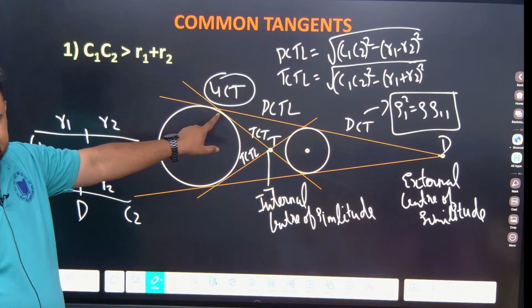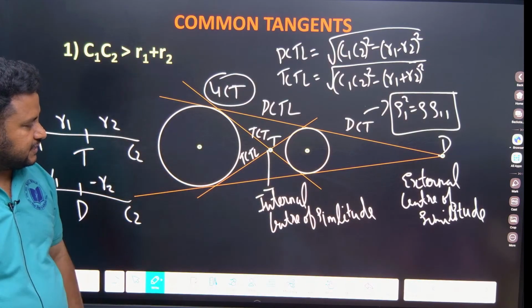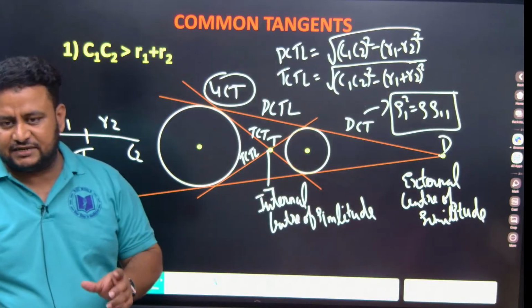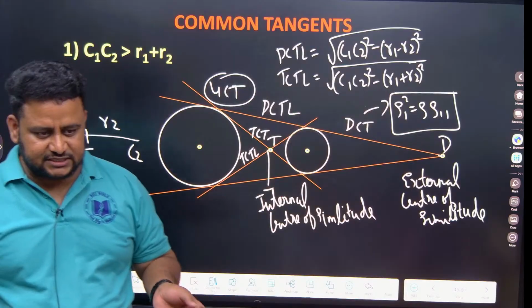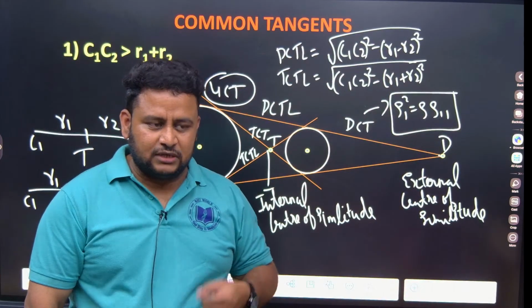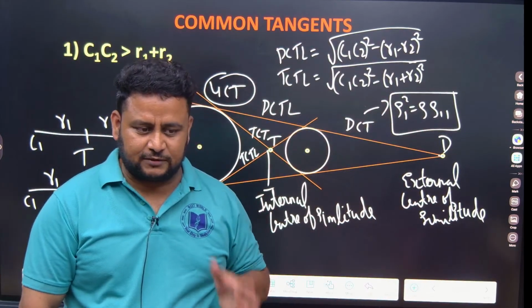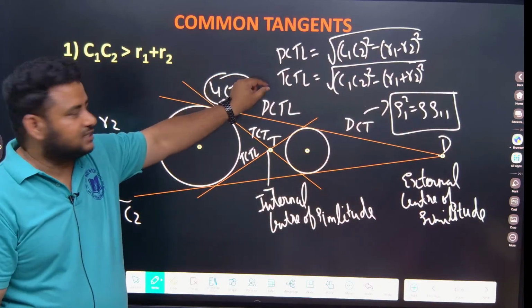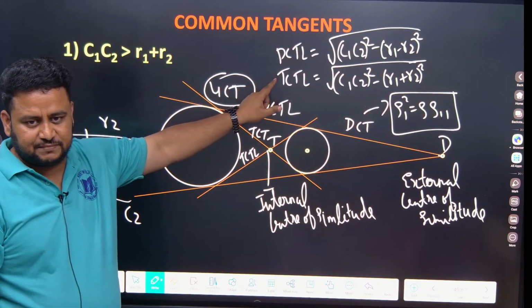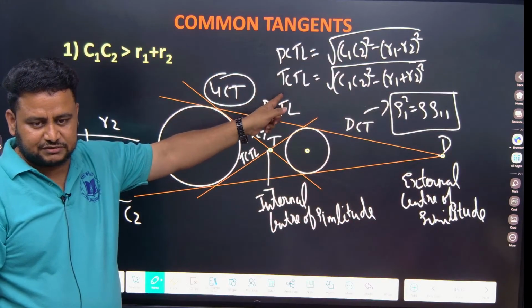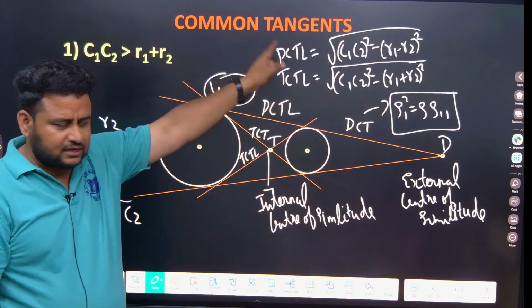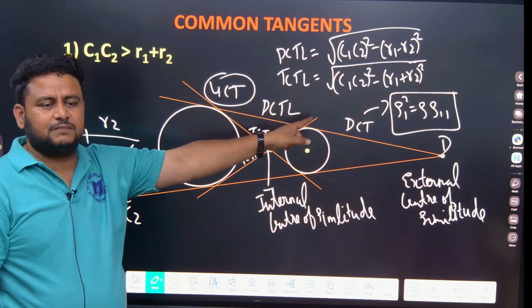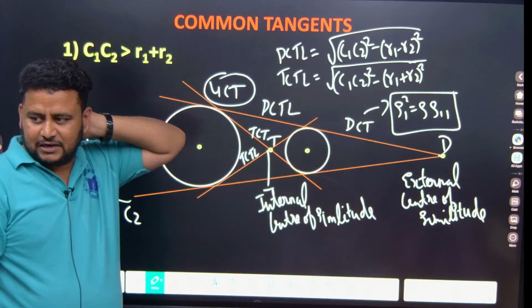So 4 common tangents. Here you will have the internal center of similitude and the external center of similitude. The external center of similitude cuts the centers C1, C2 in the ratio R1 is to minus R2. The internal center of similitude, the transverse point, cuts in the ratio R1 is to R2. For direct and transverse common tangent lengths, the square root of C1 C2 whole square and the minus are common. When direct, it is R1 minus R2 whole square. When transverse, it is R1 plus R2 whole square.